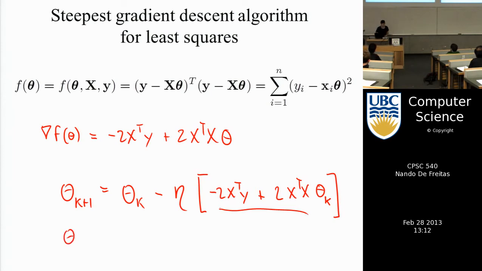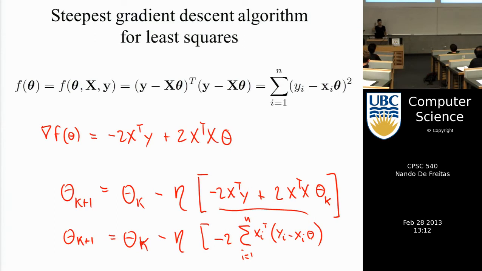Or if you want to rewrite it not in matrix notation, then this would be theta k minus eta times minus 2 times the sum from i equal 1 to n of x_i transpose (y_i minus x_i theta). And as you can see, if you have a good fit to the data, then that term is going to be small. This basically is a measure of the fit to the data. If y is equal to x theta, if you have a good line, then that term will be small. So when that term is small, what I'm adding to theta is going to be very little, so theta stops changing. But if my error is large, then theta will change a lot.